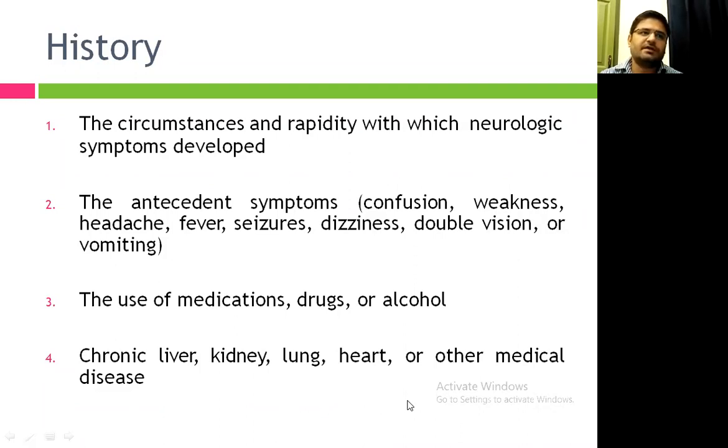Next, ask about any antecedent symptoms like confusion, weakness, headache, fever, seizures, dizziness, diplopia, or vomiting. Diplopia, vomiting, headache, and seizures usually indicate subarachnoid hemorrhage. If a patient has fever, think of meningitis or encephalitis. Ask about use of any medications, drugs, alcohol, or prior history of abuse, and any comorbidities like liver, kidney, or heart disease. In chronic liver disease, the patient may go into hepatic encephalopathy or hepatic coma. In heart failure patients, it is usually precipitated by fever, and they develop unconsciousness as well.